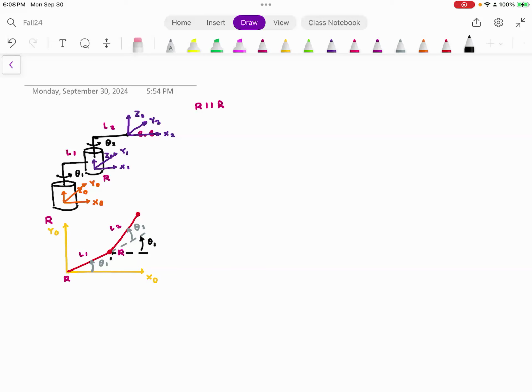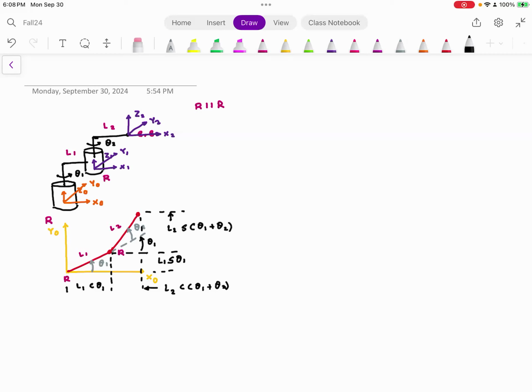If I look at the horizontal intercept, and this is something not new that you already know, this is going to be L1 cosine theta 1. This distance is going to be L2 cosine theta 1 plus theta 2. Now, if you look at the intercept on the y-axis, this is going to be L1 sine theta 1. And this distance is going to be L2 sine theta 1 plus theta 2.